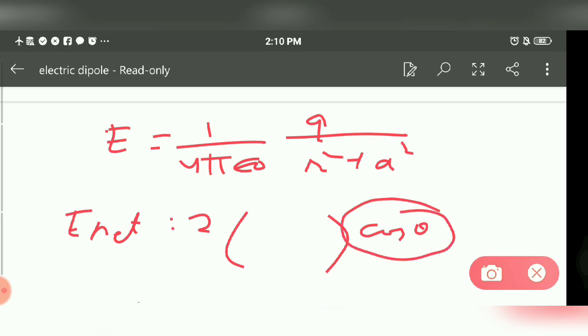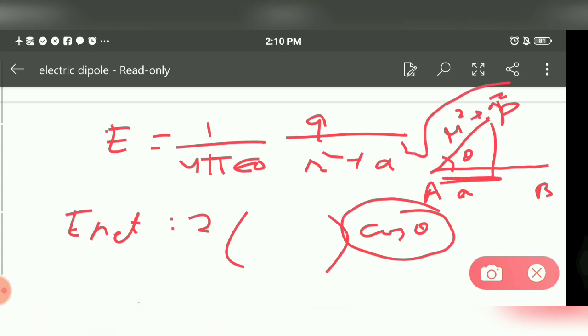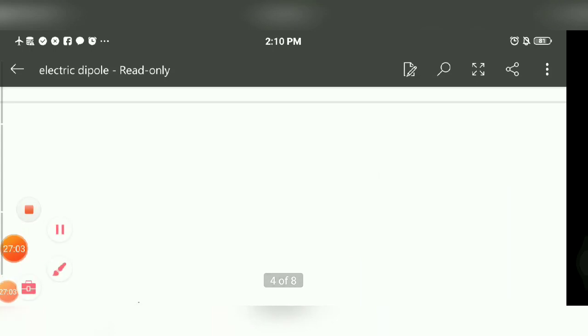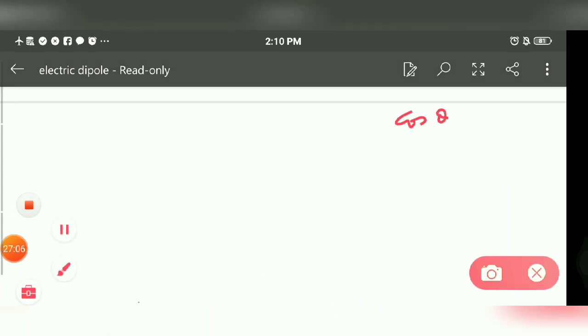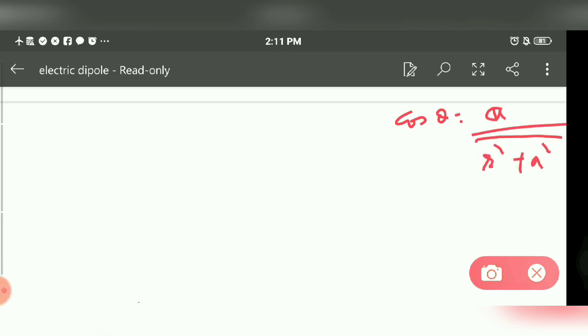Now, in this triangle, if we come back to this triangle A, B, P, this angle is theta, this is A, this is the square root of R square plus A square. This is A. This is theta. This is 90 degrees. So if we find cos theta, this is base, this is perpendicular, this is hypotenuse. Cos theta is what? Base by hypotenuse. So base is A, hypotenuse is the root of R square plus A square. So we are going to substitute the value. So cos theta is what? Cos theta is base, that is A, upon hypotenuse, that is the square root of R square plus A square.